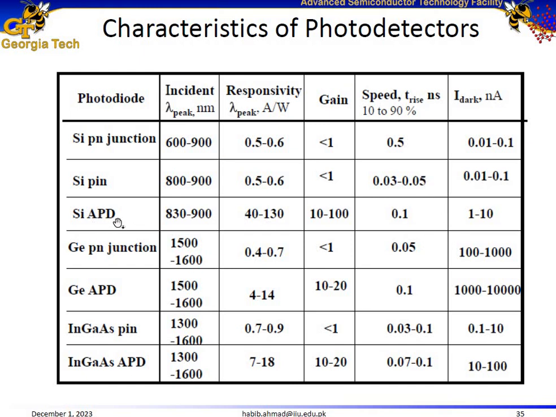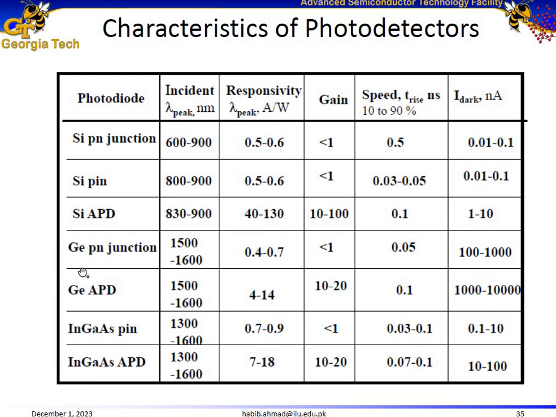Then look at the silicon Avalanche photodiode. Its responsivity is much higher as compared to the responsivity of PIN and PN photodetectors, because we have a multiplication factor in the Avalanche photodiode, and because of the multiplied photocurrent. And similarly, the gain of silicon Avalanche photodetectors is also much higher as compared to the PN and PIN photodetectors.